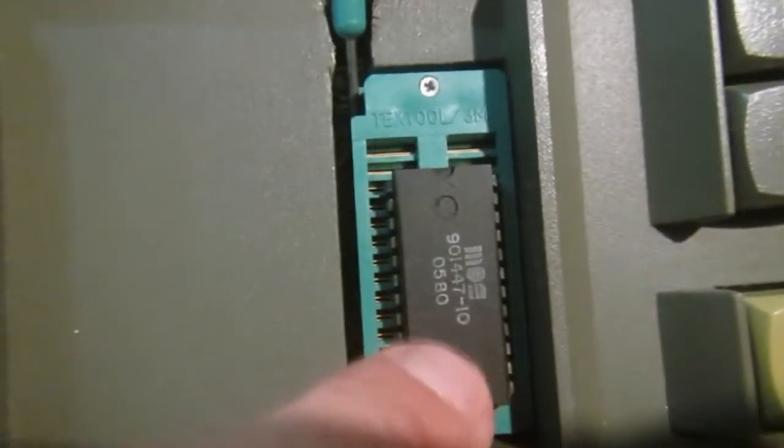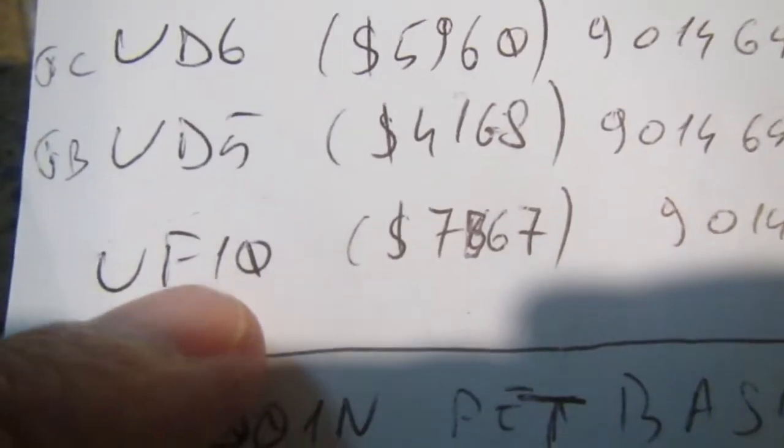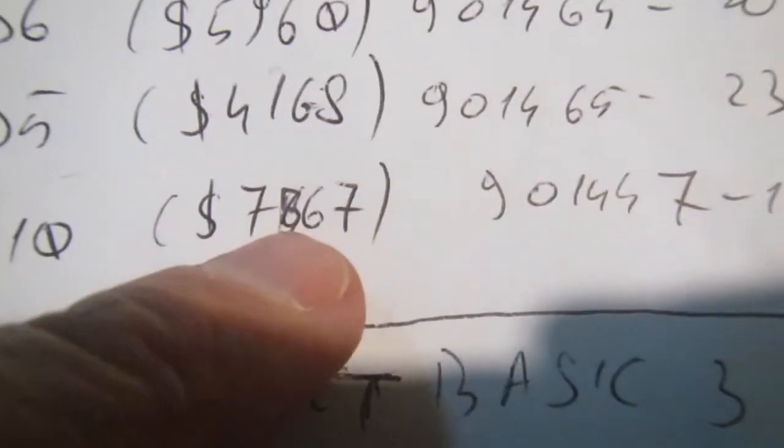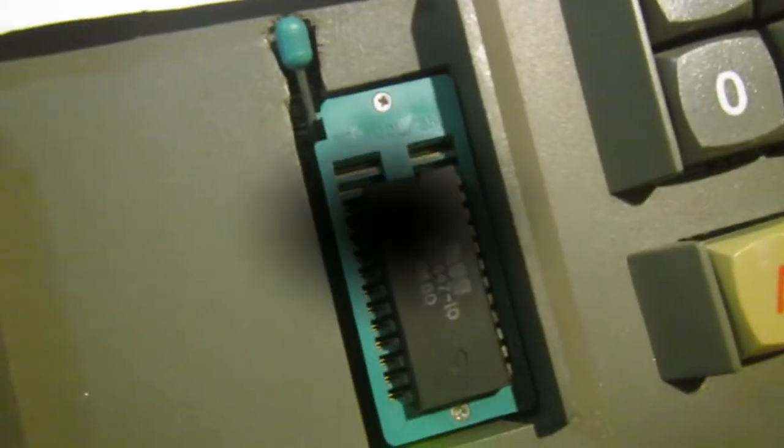Okay, first things first, since we see meaningless characters, let's verify the character generator ROM, and check 7B67, which according to my notes on this PET, you have 7B67, so it looks like the ROM is probably good.